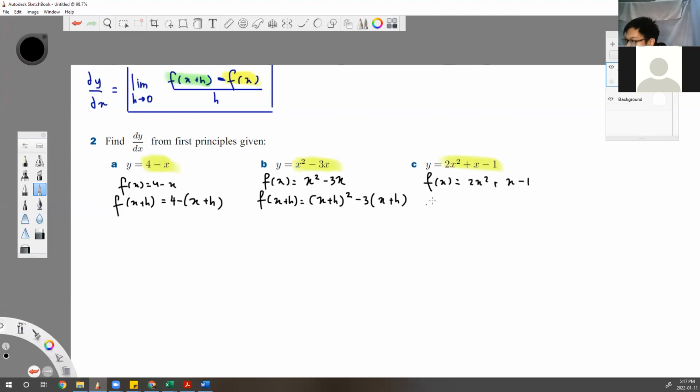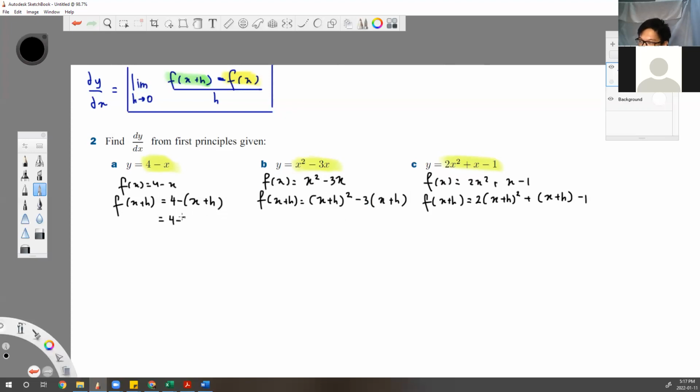It would be quite long. Bracket 2 bracket x plus h squared, plus x plus h minus 1. There you go, that's nice. And what you can do now is simplify. Open the bracket first. Don't do it like this, it's too much for you, and it will be so painful if you just open it. This is the final answer. As long as you can expand, you have to expand.